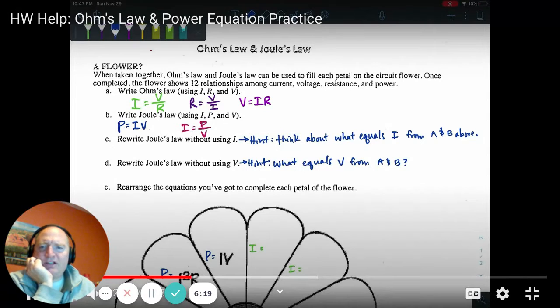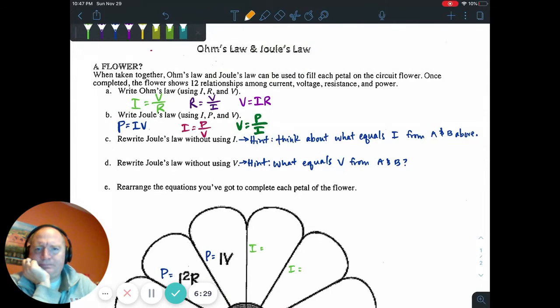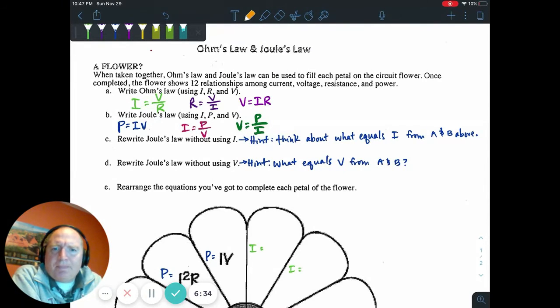I'm fast forwarding because I'm curious about part C. And so algebra questions, just exactly what they're asking for. C says rewrite Joule's law. Yeah, this is the one I'm interested in. Okay, so Joule's law was the power equation. So let's start with what we know. We know that P is equal to I times V.